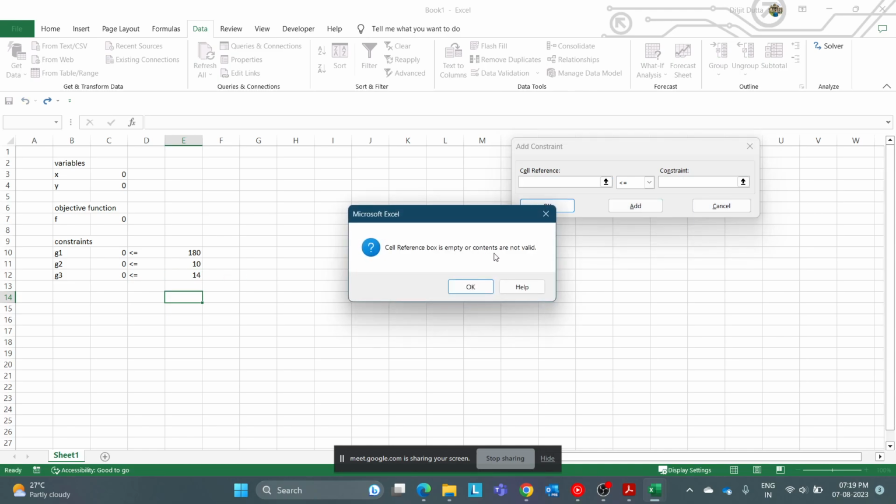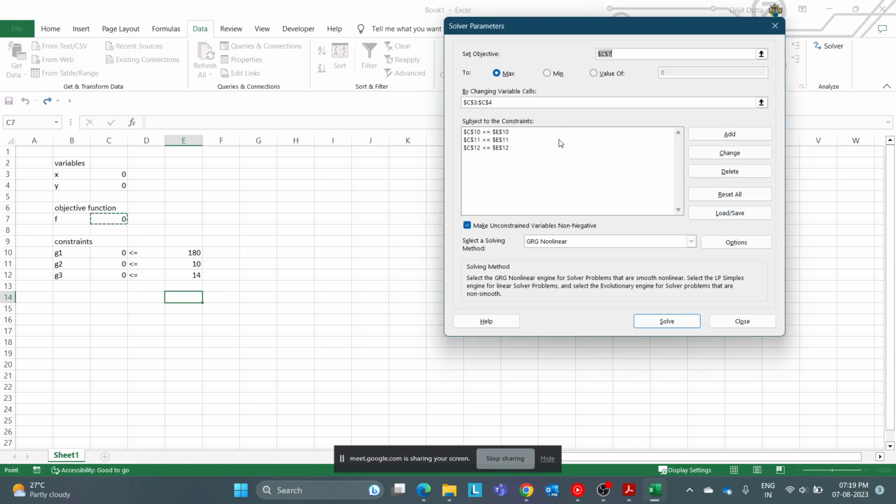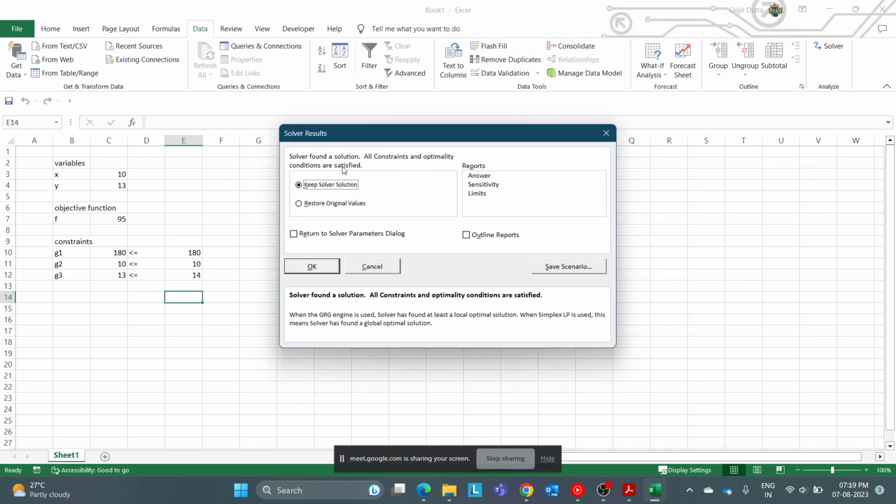So we have added three constraints, and we have also made the unconstrained variables non-negative. We will use the simplex method for solving here, and we will click on Solve. So the Solver has found a solution. There is no error, so we can see the answer.